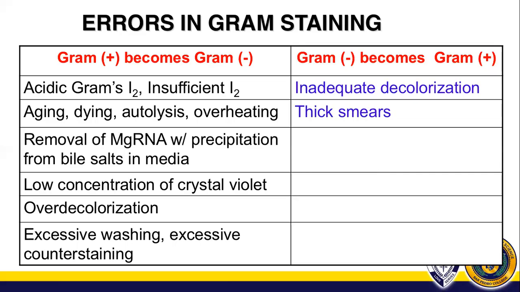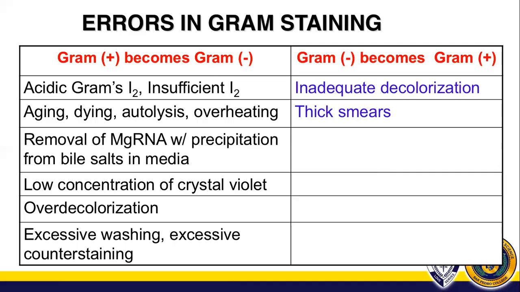Then low concentrations of crystal violet. Crystal violet up to 2% concentration can be used successfully. The standard solution is around 0.3%, which is good, provided that you don't decolorize more than 10 seconds. But it would be best to use something higher than 0.3%. So you can actually use up to 2% crystal violet.